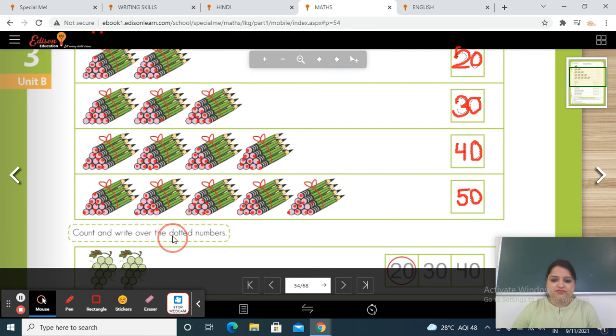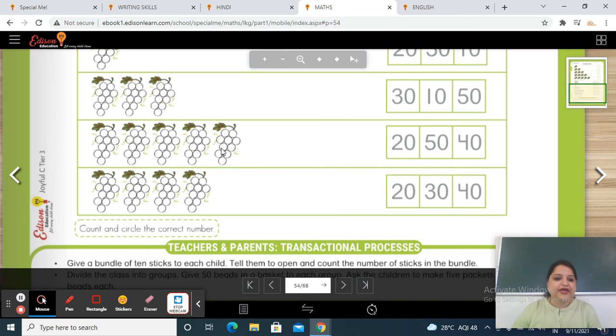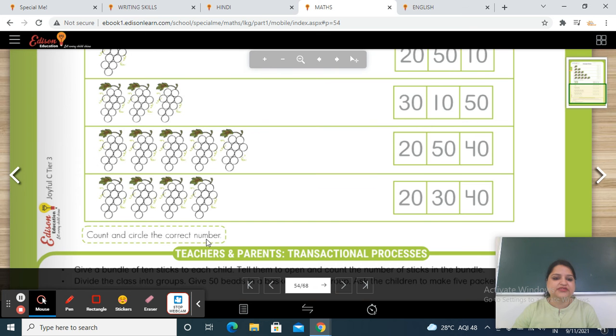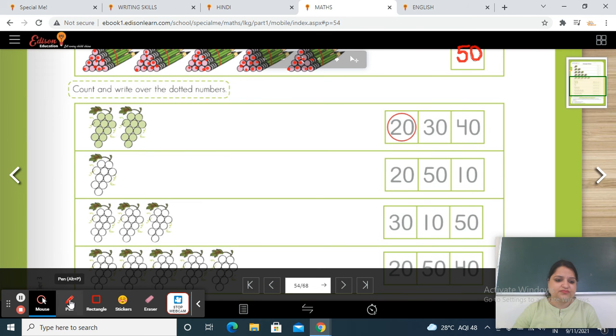Right, now here are bunches of grapes and here are some numbers given and you have to count and circle the correct number, okay? Let's count. Okay, this is one bunch and this is two bunch and how many grapes are in each bunch? Let's count. 1 2 3 4 5 6 7 8 9 10. Here are 10 grapes in this bunch. Now after 10, 11 12 13 14 15 16 17 18 19 and 20. So how many grapes are here? 20 in two bunches, right? Two bunches mein kitne hain? 20, 10, 10, okay, 20. So you have to circle over here 20.